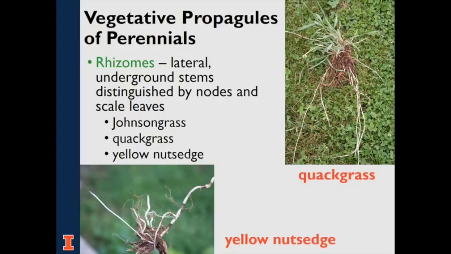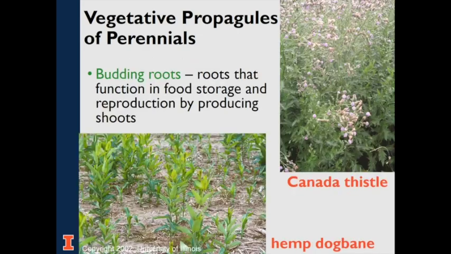Perennials can live for many years. They can spread by seed and by vegetative propagules such as rhizomes, which are lateral underground stems distinguished by nodes and scale leaves. Rhizomes can be found on Johnson grass, quackgrass, and yellow nutsedge, to name a few. They can grow several feet long. Budding roots are roots that function in food storage and reproduction by producing shoots. They typically grow deeper than rhizomes.